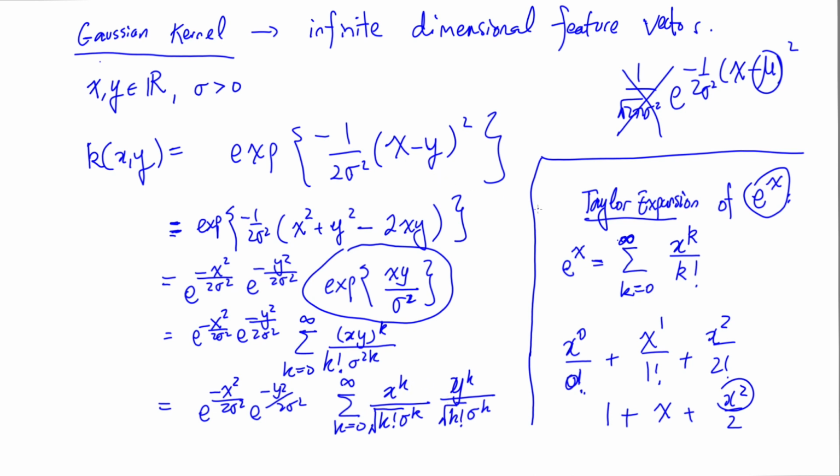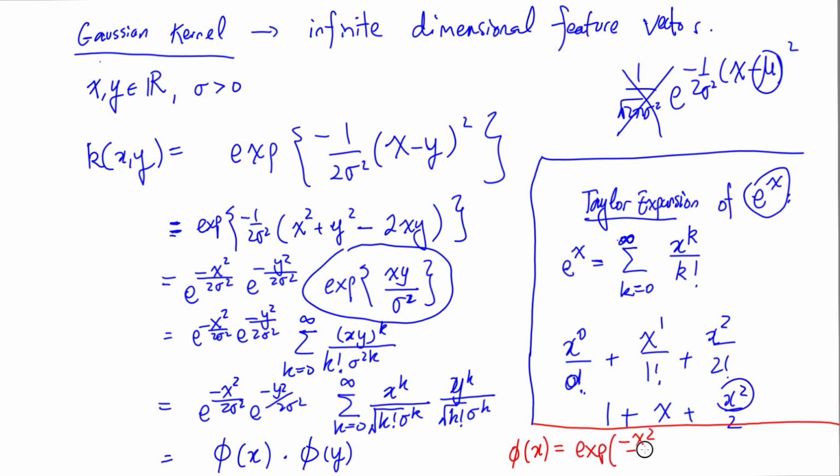Okay? And basically what I want to show here is that this can actually be rewritten as the dot product between two vectors, phi x and phi y, where they're actually infinite dimensional vectors. And these vectors are going to be, well, let me just write it here. So phi x is going to be the vector that looks like this: e to the minus x squared over 2 sigma squared, times the infinite vector 1, x over sigma root 1 factorial, x squared over sigma squared root 2 factorial, and so on and so forth for an infinite number of terms, transpose.